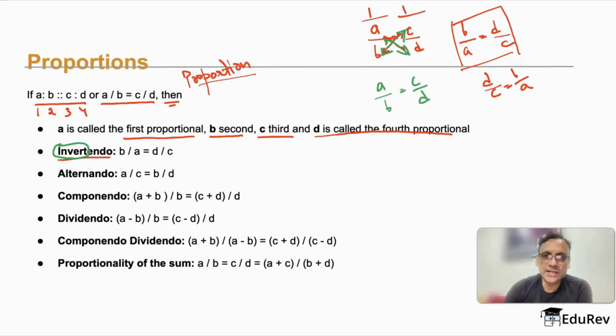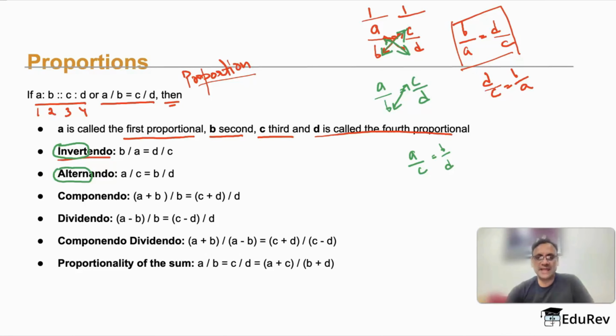And this is called alternando. So from alternate, you get alternando. These are properties of a proportion and they're useful in some of the questions, so we should know that. When both of them have interchanged, that means all values have interchanged their positions, that is invertendo. When only one of them has interchanged its position, it is called alternando.